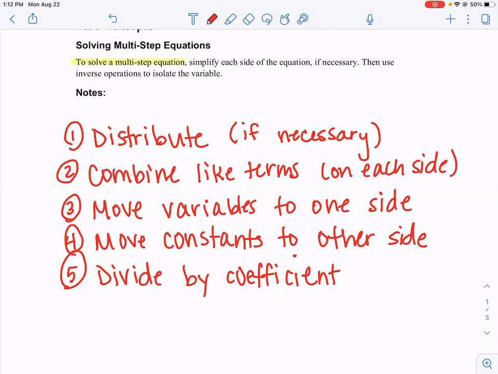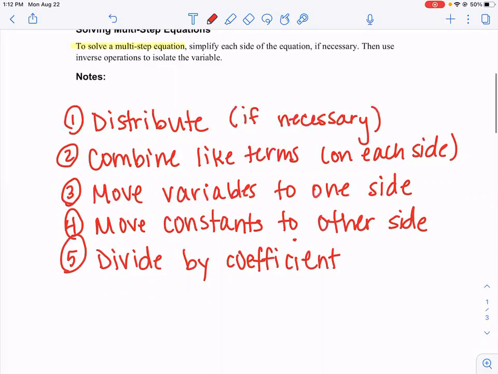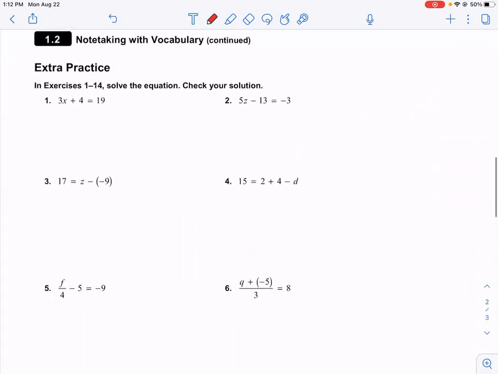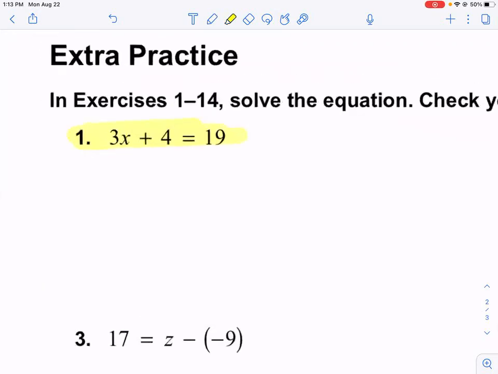All right, are we ready? I'm going to have you turn to the next page. Right now we're going to focus on these 4. So we're going to do number 1 together.